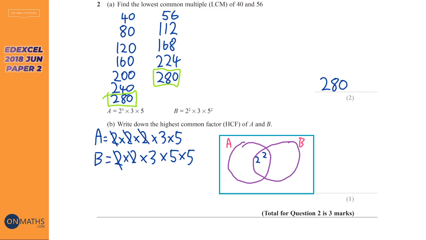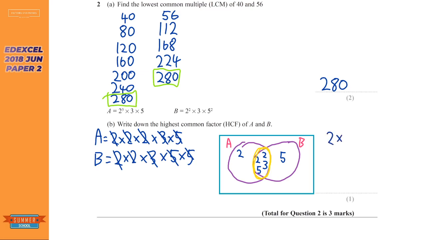That 2 there is only in A. Right, we've got a 3. And we've got a 5. And that 5 there is only in B. And to find the highest common factor, all you need to do is multiply together all the numbers that are in the middle. So all the numbers we wrote in the middle, just times them together.